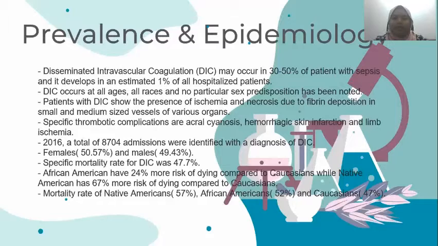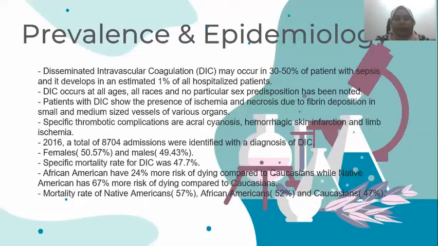The percentage of admissions in females and males are: females 50.57% and males 49.43%, which shows no noticeable difference between female and male. The disease specific mortality for DIC was 47.7%.